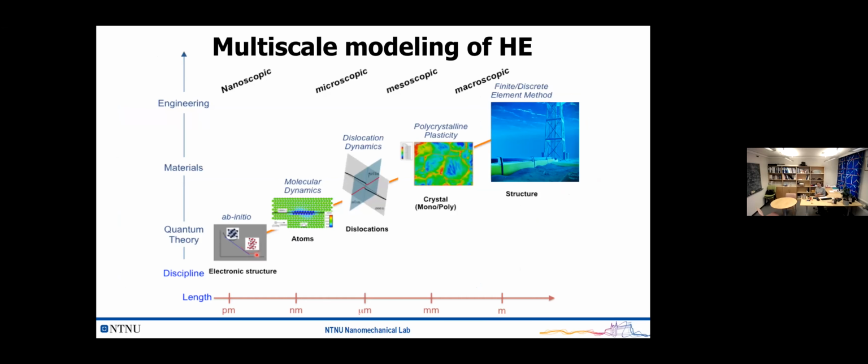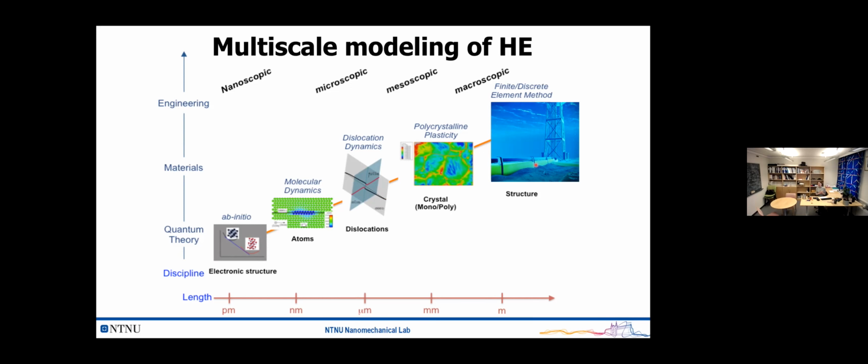Here, since I will talk mainly about the modeling part, this is a brief illustration of the multi-scale methods we are using for hydrogen embrittlement. Basically, we apply all the simulation techniques for hydrogen embrittlement, starting from the nanoscale, the atomic and molecular scale, up to the dislocation scale, the mesoscale, and the continuum scale.